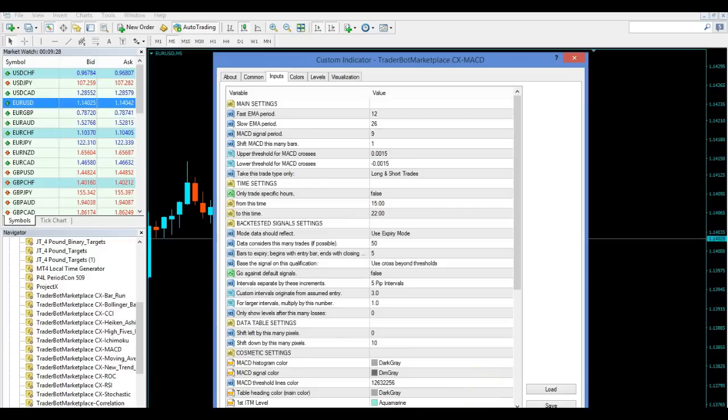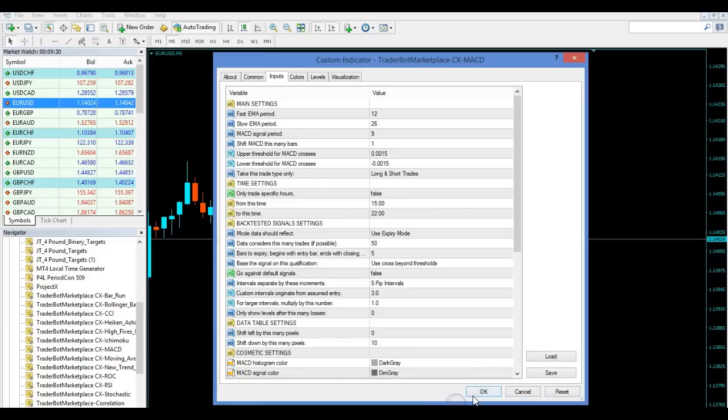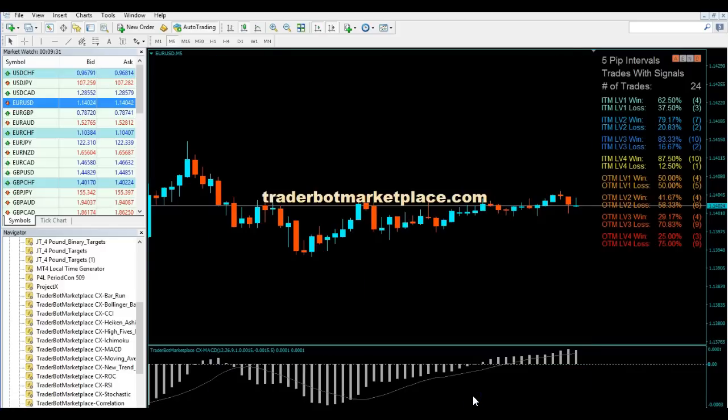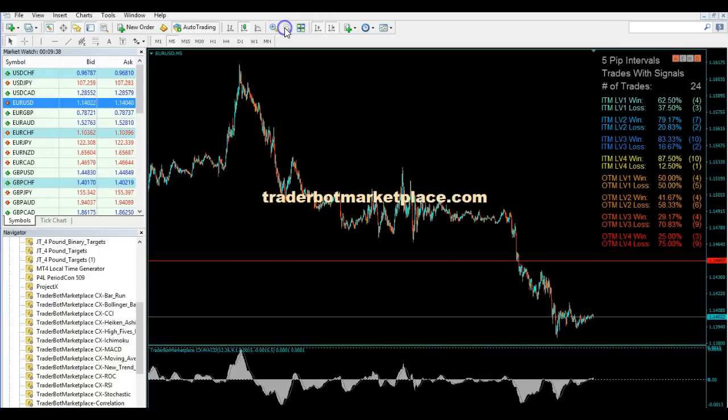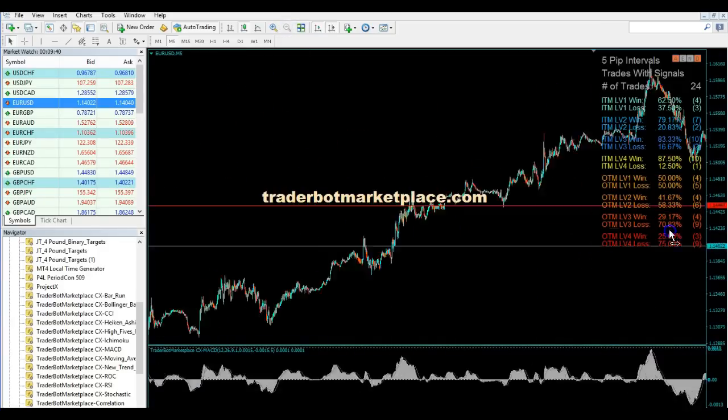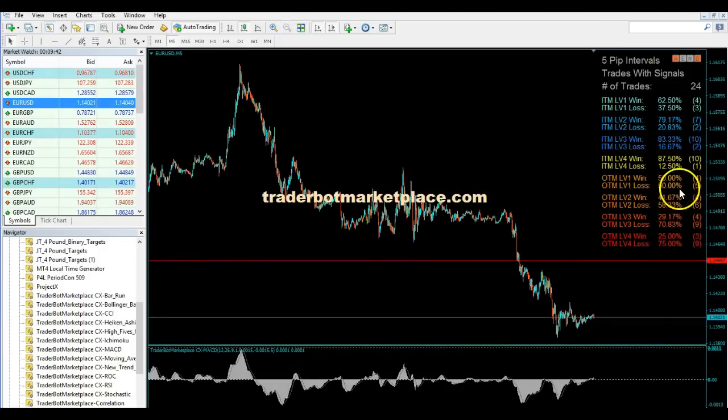What if you like MACD? If you like MACD, you can put it on here and see what the probabilities are. I know that the probability on just the settings that I have it on, which are not much, of it closing out of the money, first level out of the money, is 50%. Closing 4th level in the money is 87%.